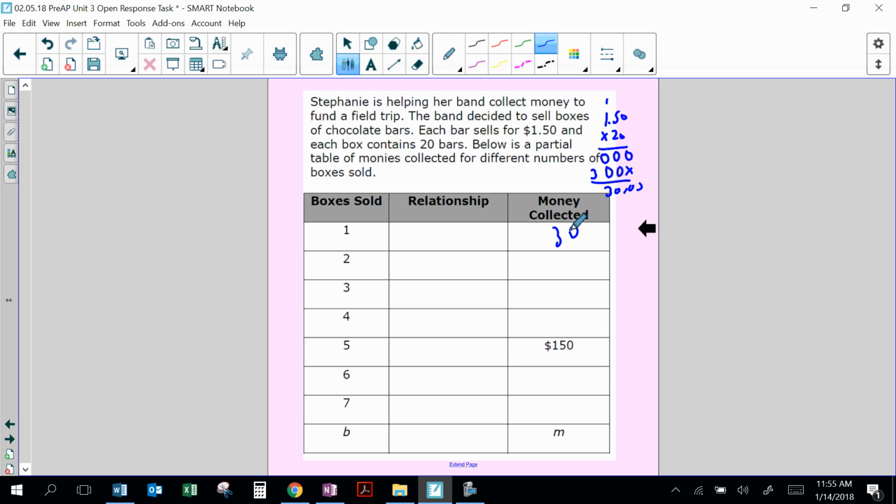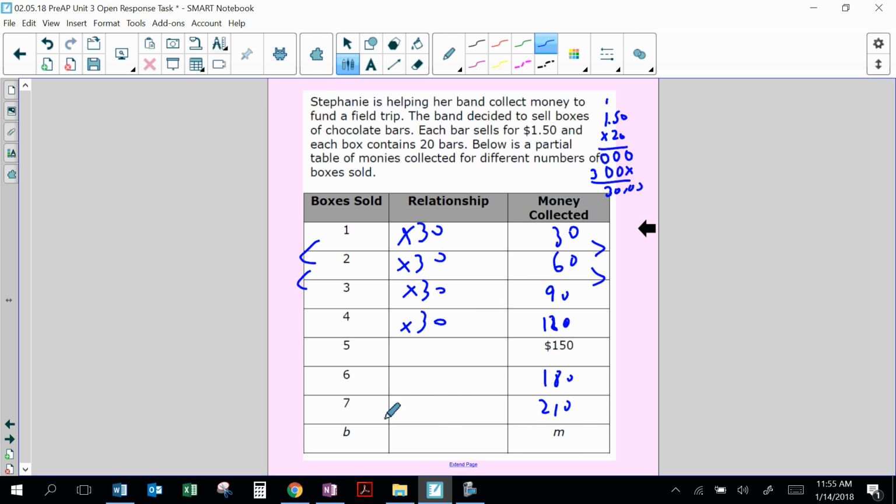So each box costs $30. Two boxes will be 60 then. Three boxes will be 90. Each box will be 30. So it's 120, 150, 180, 210. So what is the relationship? The relationship, the rate of change is $30 for every one box. So times 30, times 30, times 30. Yeah, times 30. So what's the equation?